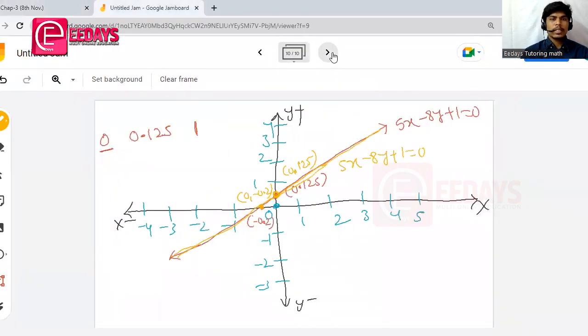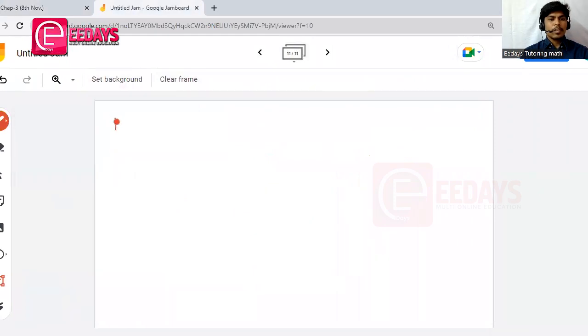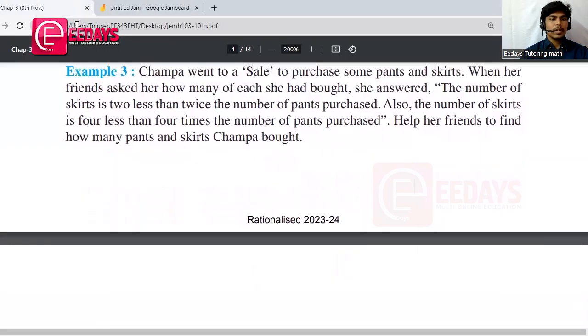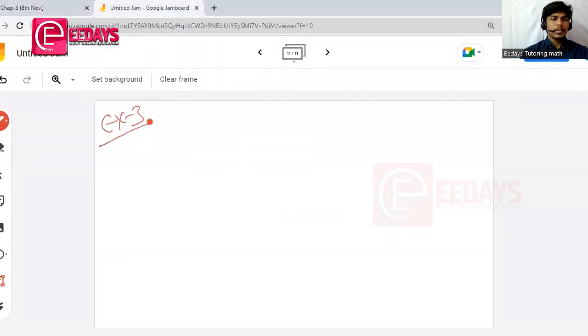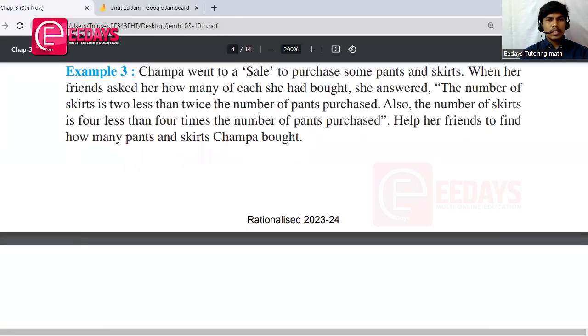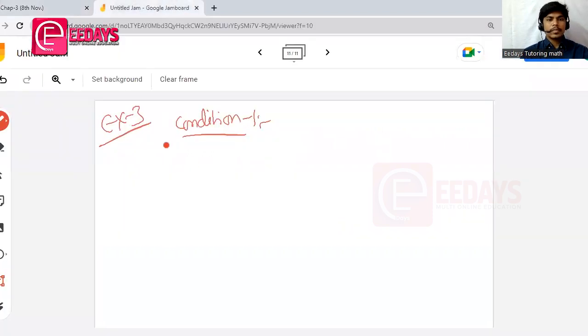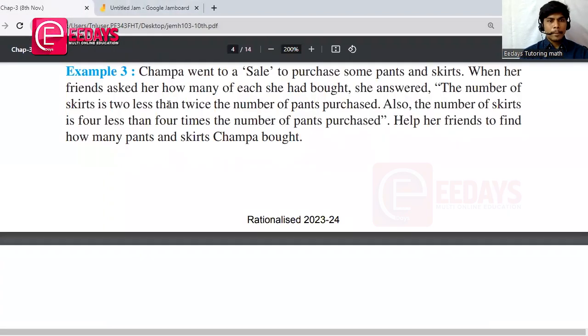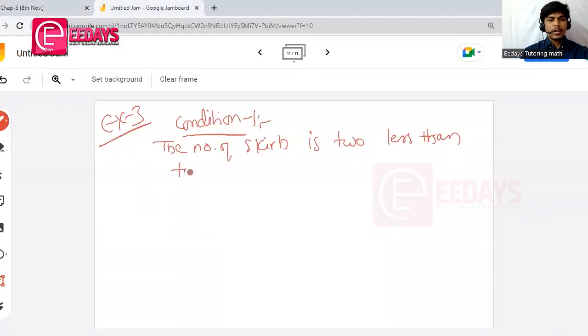Okay, first we'll just write the conditions here. First condition, what she said. This is Example 3, right? Example 3. Condition 1: the number of skirts is 2 less than twice the number of pants. So this is the first condition.